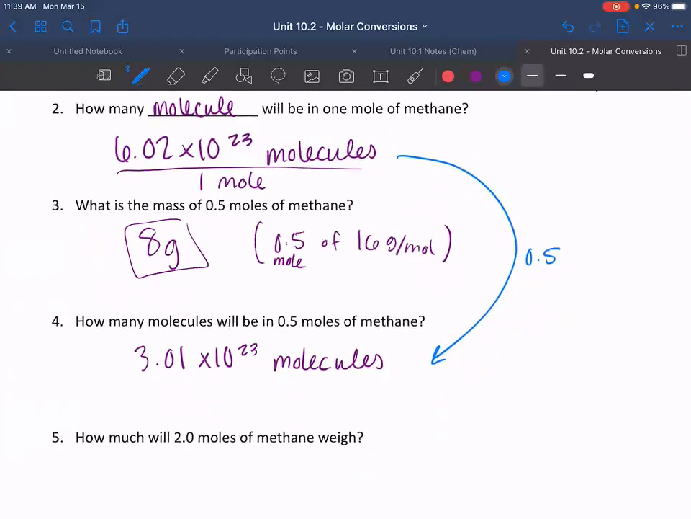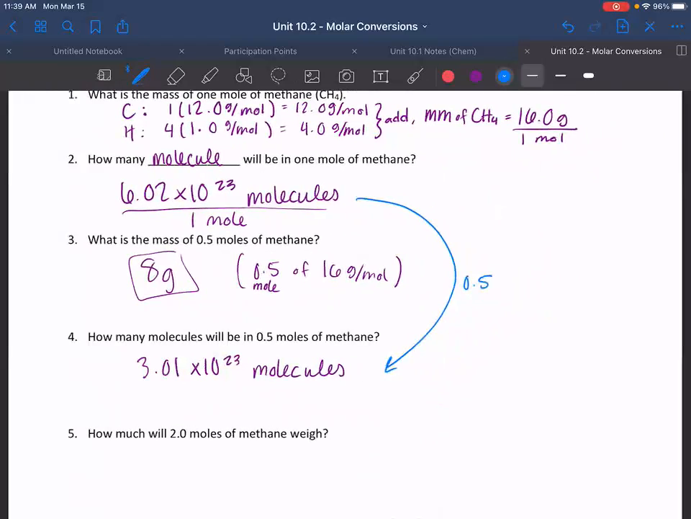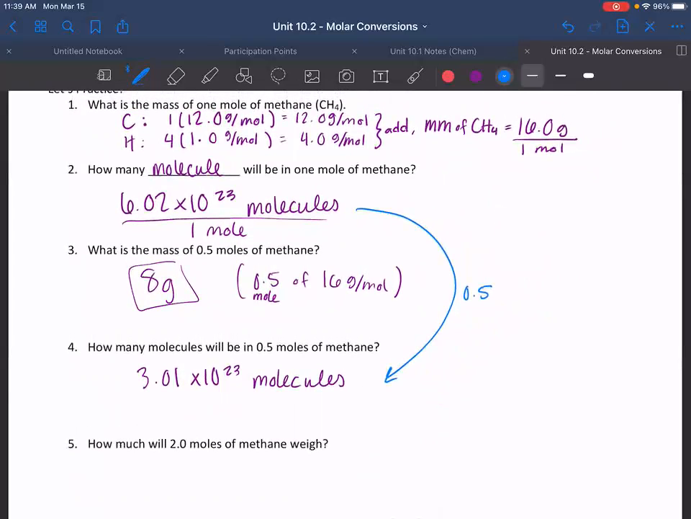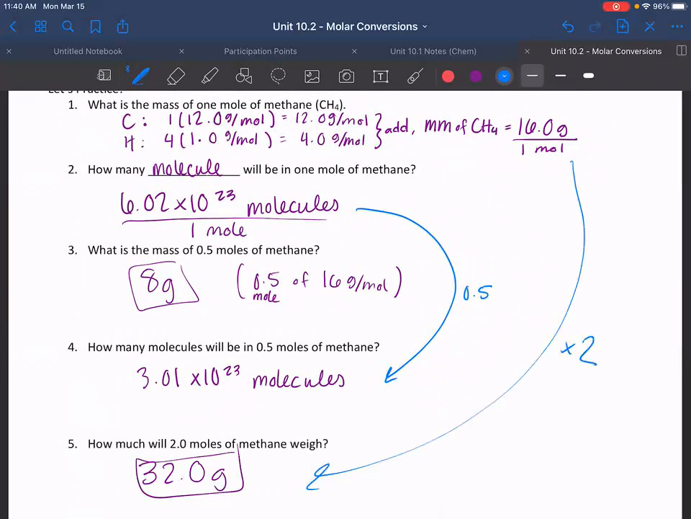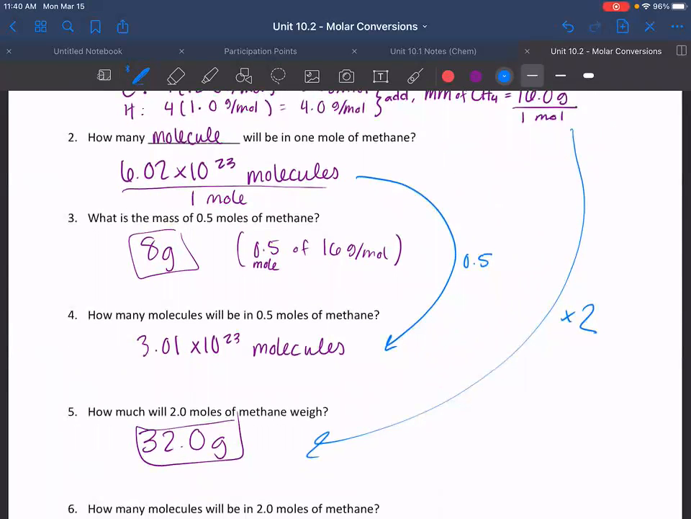Now, how much will 2 moles of methane weigh? Oh, you guys are brilliant. So this is just times 2. This all has to do with the fact that molar mass is defined as the mass per 1 mole. If we have 2 moles, it must weigh twice as much.